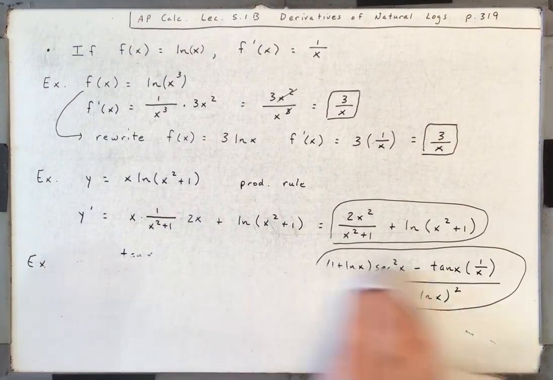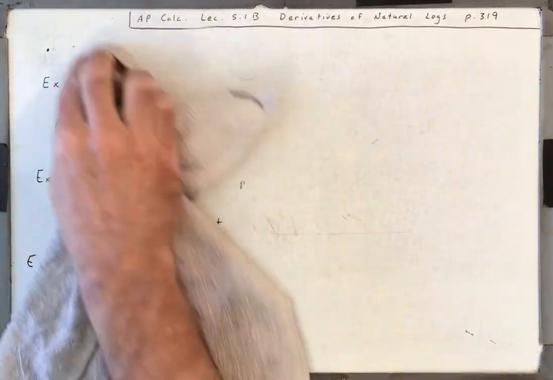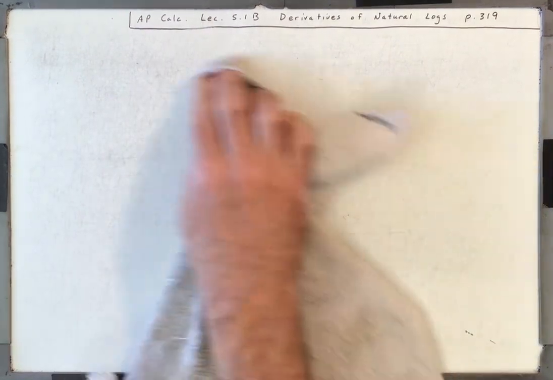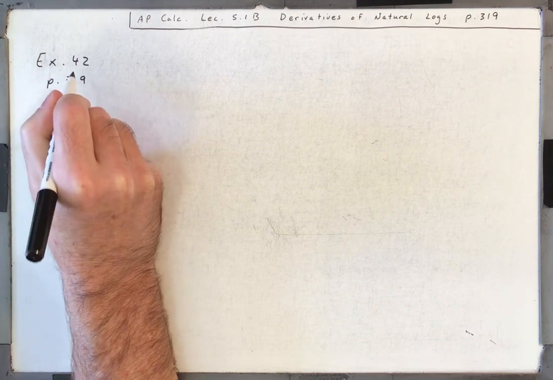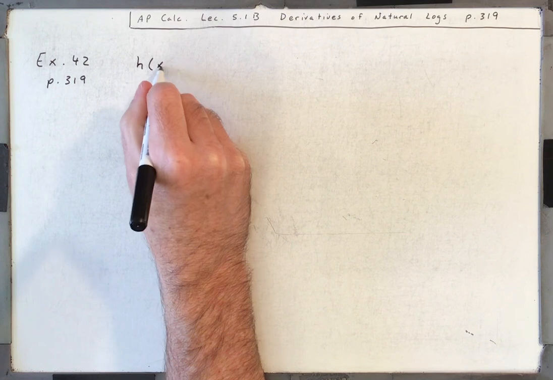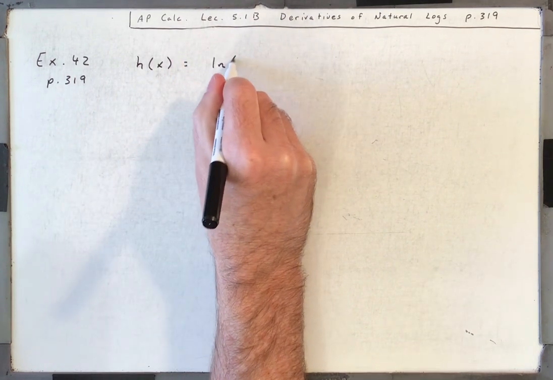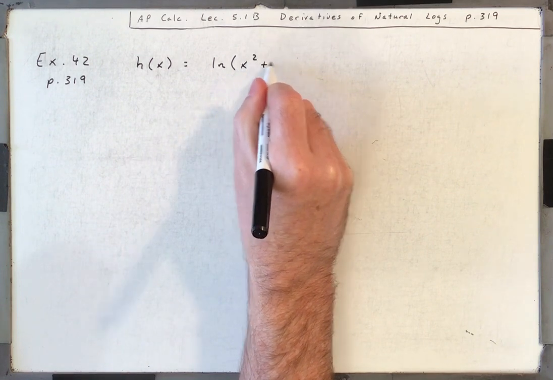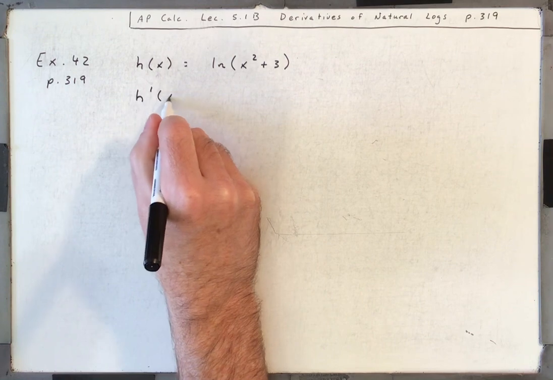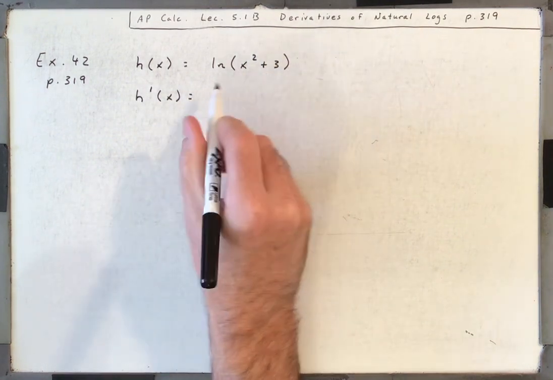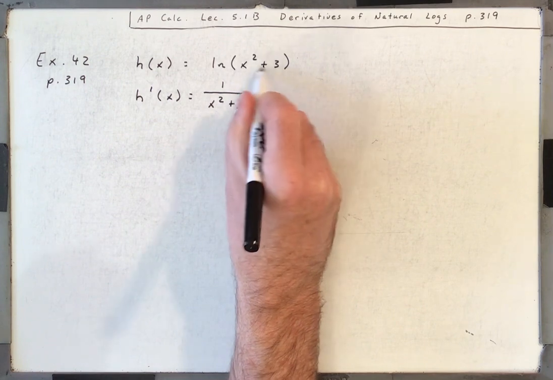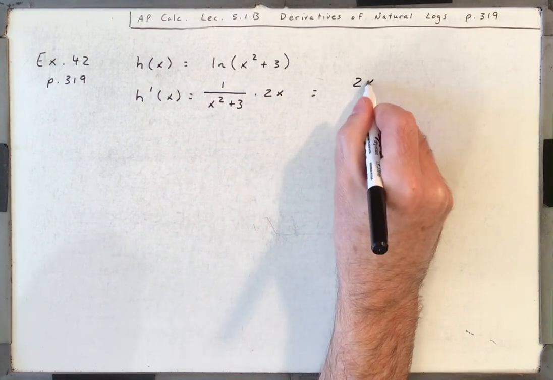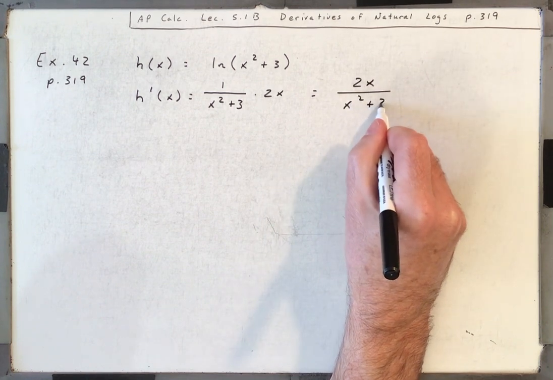All right. Just a bunch more examples, but not a lot, not really any notes so much. So you're learning by example problem with this lecture. So example 42, this is on page 319. We have h of x is equal to the natural log of x squared plus 3, and we want to find the derivative of that. So h prime of x is going to be 1 over the blob here, 1 over, so this is a chain rule, x squared plus 3 times the derivative of this inner function, which is 2x. So that's going to be 2x over x squared plus 3.